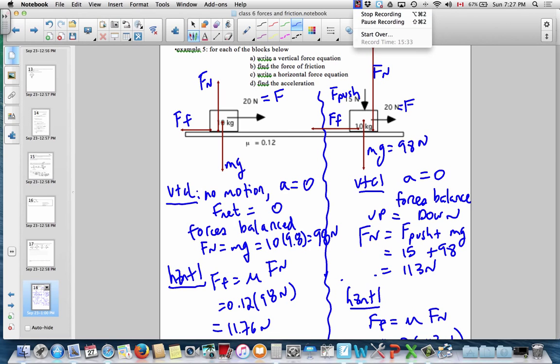So there's an introductory look at some dynamics problems, and we'll talk about these and practice some more of these when we meet together in class.